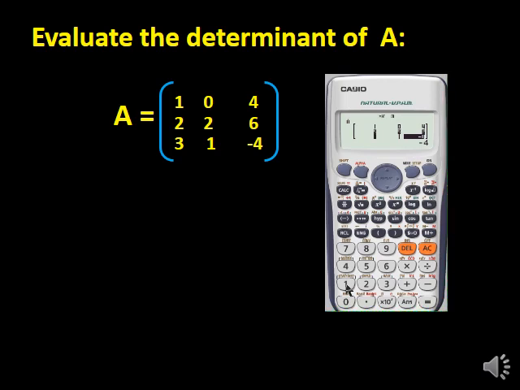Now we press AC to clear the screen of the calculator. Now we are ready to perform the operation on that matrix by accessing the menu of the matrix. The menu of the matrix is located on number 4. To access that, we press Shift and then click number 4.